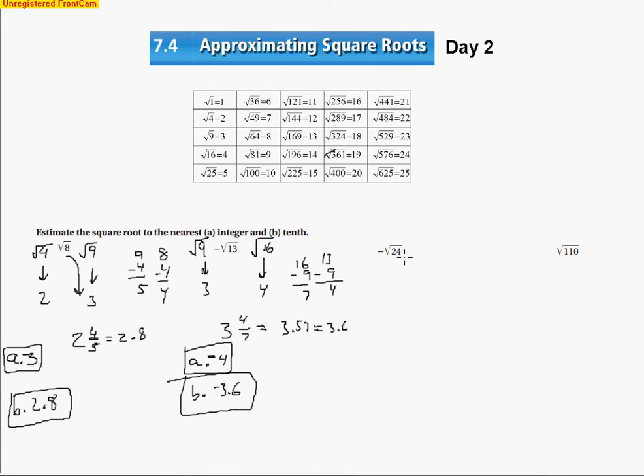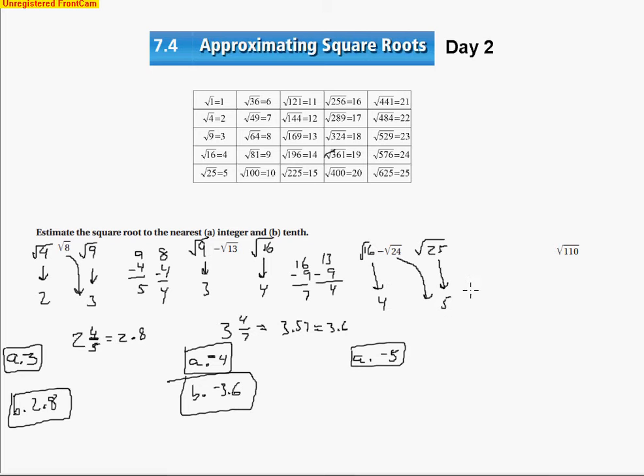So this one is in between the square root of 16 and the square root of 25. Again, we're going to put the negative sign in there at the end. So the square root of 16 is 4. Square root of 25 is 5, so I know the answer is going to be in between. This one's easy to find out which one it's between because 24 is a lot closer to 25. So I would say for the nearest integer would be negative 5.